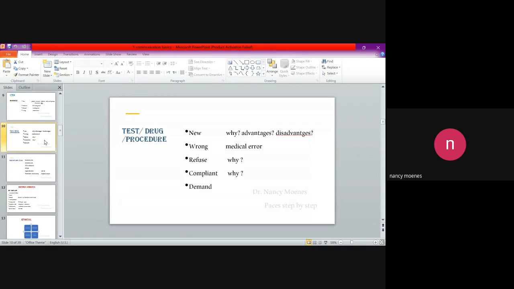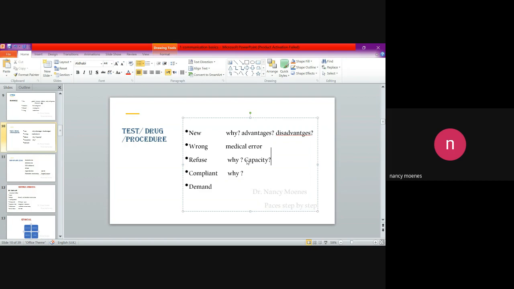Okay, what if the patient refuses the medication or the procedure? The main issue is why he refused. And the second thing is to assess the capacity. We will talk about it. Okay, what about non-compliance? He is not compliant. Why is he not compliant, and try to solve it.